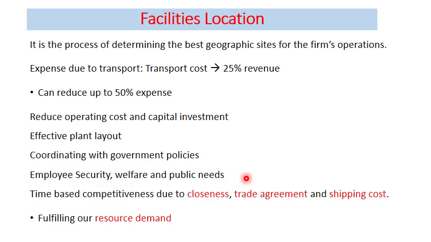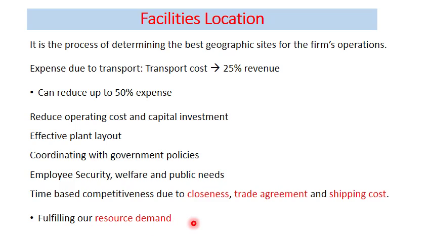Employee security, welfare, and public needs can be achieved through selecting the best geographic sites. Time-based competitiveness: due to closeness, trade agreements can be made and shipping cost can be reduced. We can compete with our competitors due to our proximity. We can make a trade agreement with our surrounding customers, and the shipping cost can be reduced.